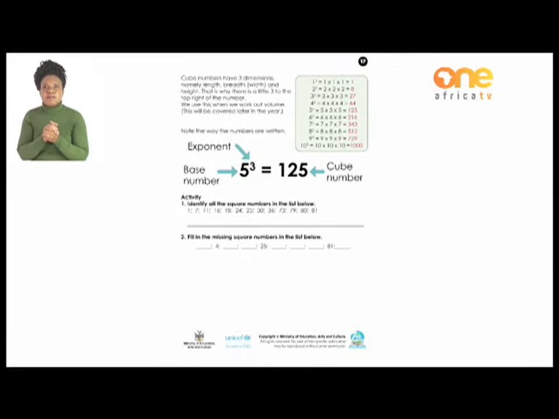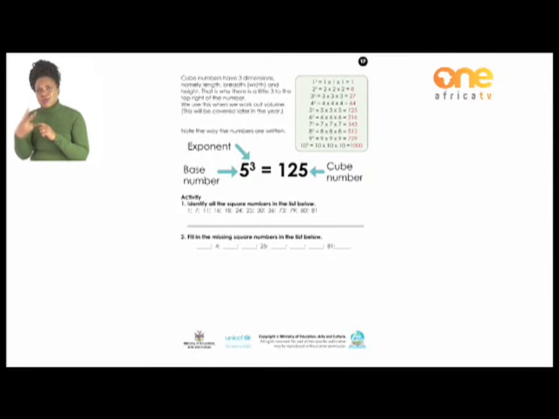If you look in the box on your top right side corner, the numbers are written with the exponent, which is 3. That means 1 cube is 1 times 1 times 1. That gives you 1. 1 is also a cube number. 2 cube gives you 2 times 2 times 2 gives you 8. 3 cube gives you 27.